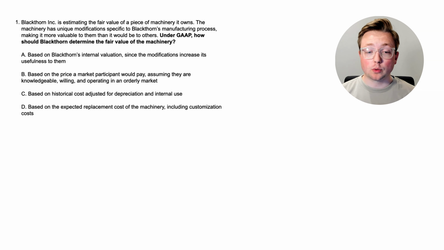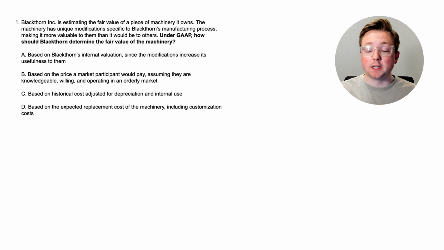Option A, based on Blackthorne's internal valuation, since the modifications increase its usefulness to them. Option B, based on the price a market participant would pay, assuming they are knowledgeable, willing, and operating in an orderly market. Option C, based on historical cost adjusted for depreciation and internal use. Or option D, based on the expected replacement cost of the machinery, including customization costs. Okay, so based on these different options, if you have any idea how they're going to calculate the fair value of this, then that's great. But if not, that's okay.